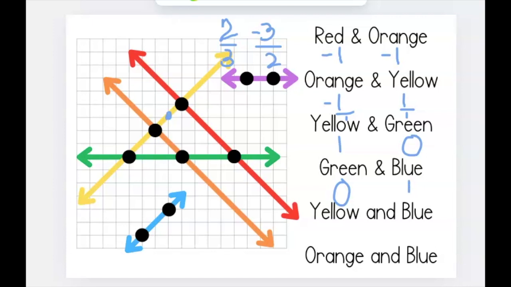All right, yellow and blue, those both have a slope of 1. Or you could even say they both have a slope of 2 over 2, but it simplifies to 1. Since they are the exact same slope, they are parallel. And then for orange and blue, orange has a slope of -1. Blue has a slope of +1. And those are opposite reciprocals. So those two lines would be perpendicular. If we were to extend this line right here, they are going to intersect here at a right angle or at 90 degrees.